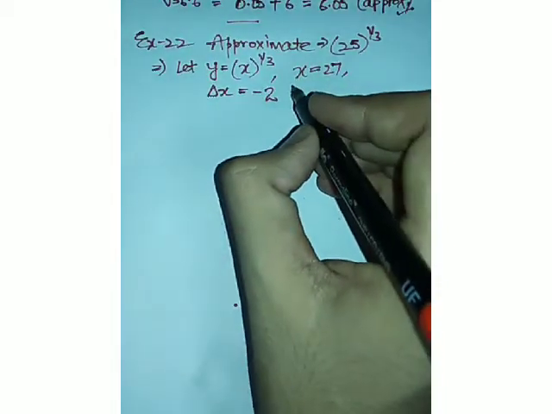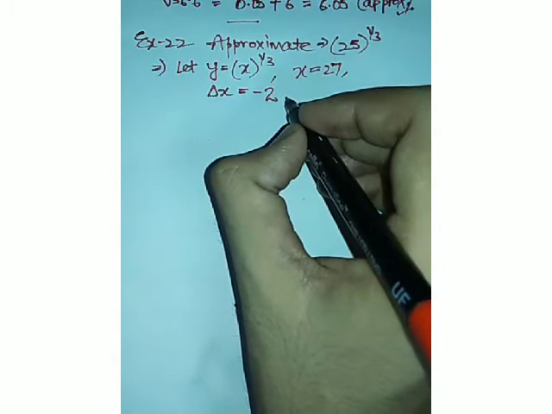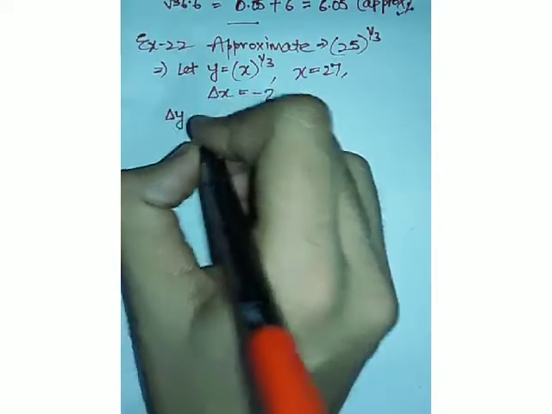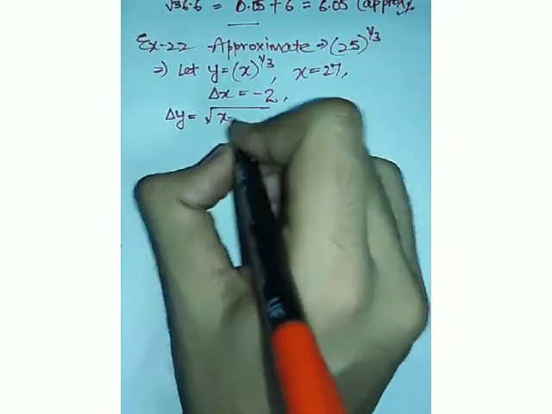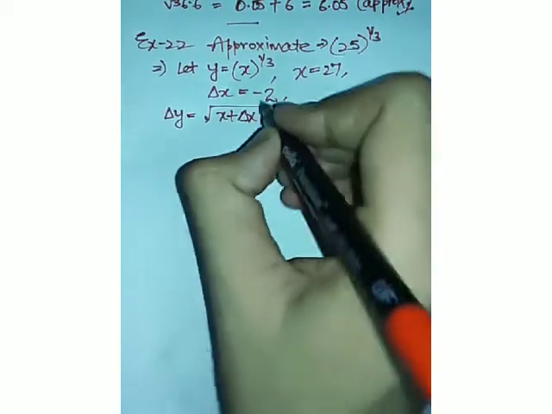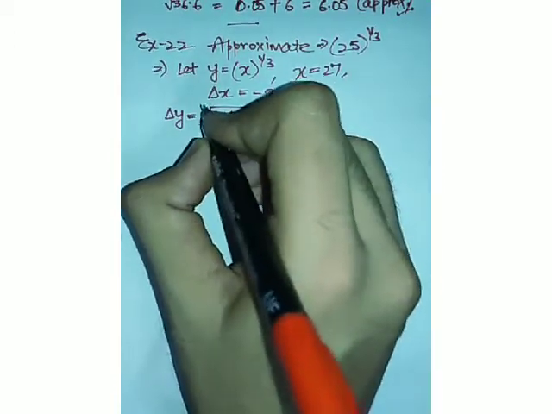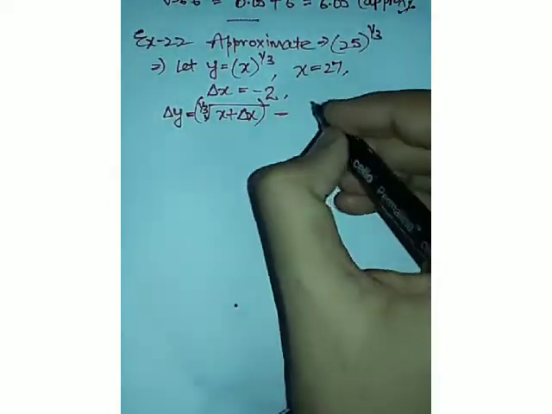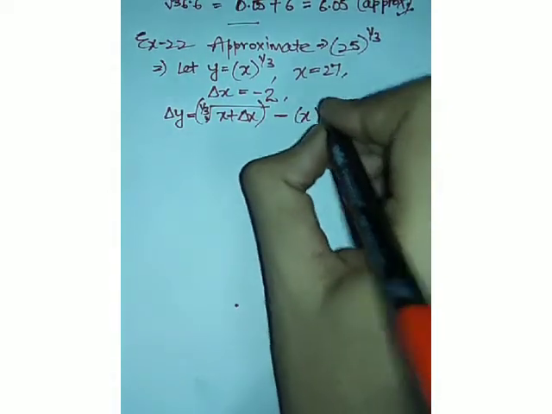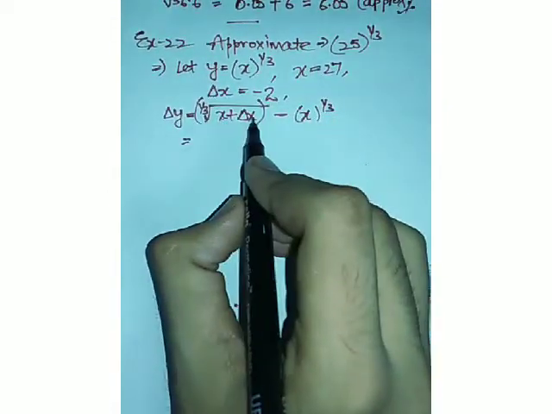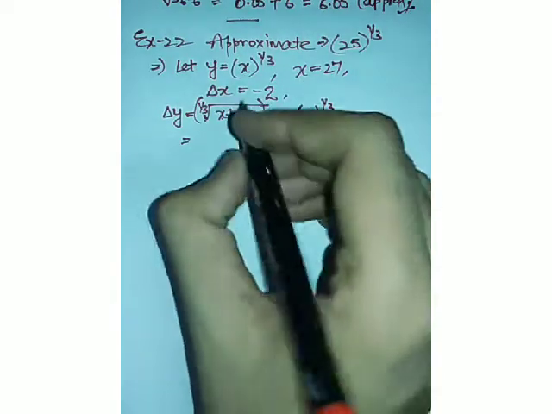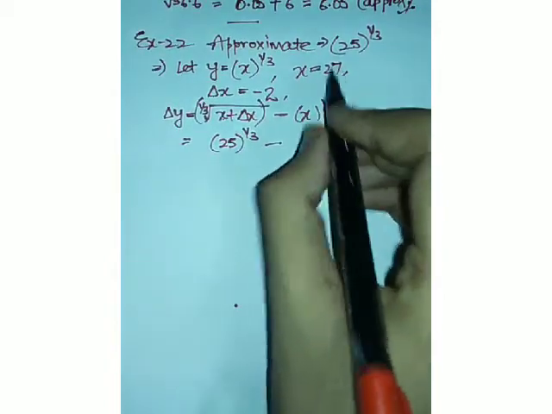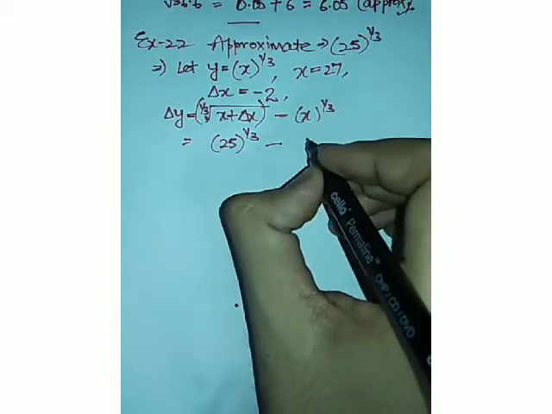It's the same as the previous example. I am comparing just to make things more clear. So delta x is equal to minus 2. Now what we have to do is find delta y. Now delta y was equal to the cube root of x plus delta x, that is x plus delta x raised to the power 1 by 3, minus f of x, that is itself x raised to the power 1 by 3. Now x plus delta x, that is 27 minus 2, will be 25 raised to the power 1 by 3, minus the cube root of 27. The cube root of 27 is 3.